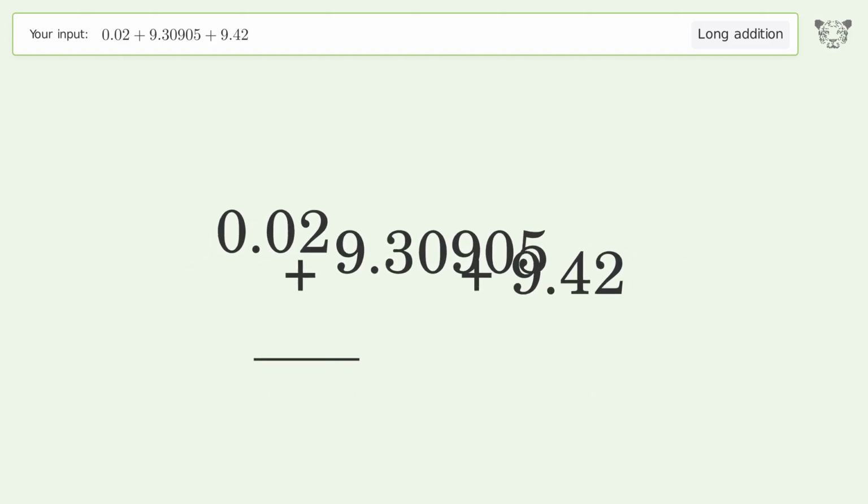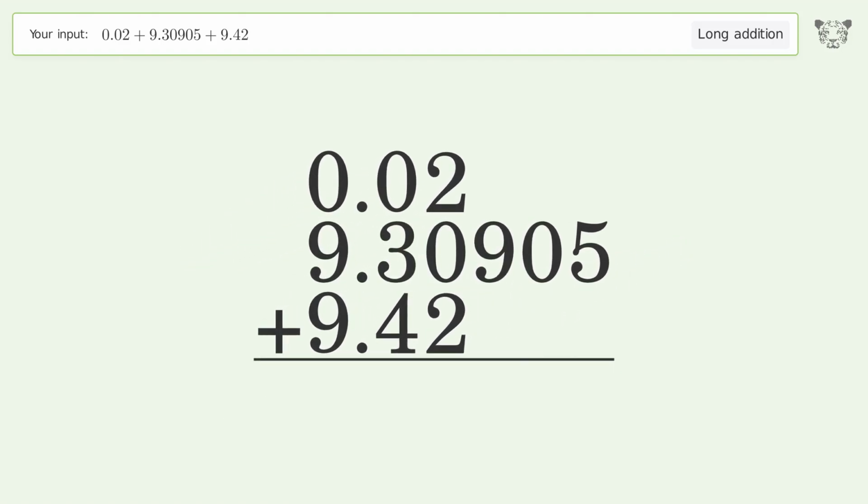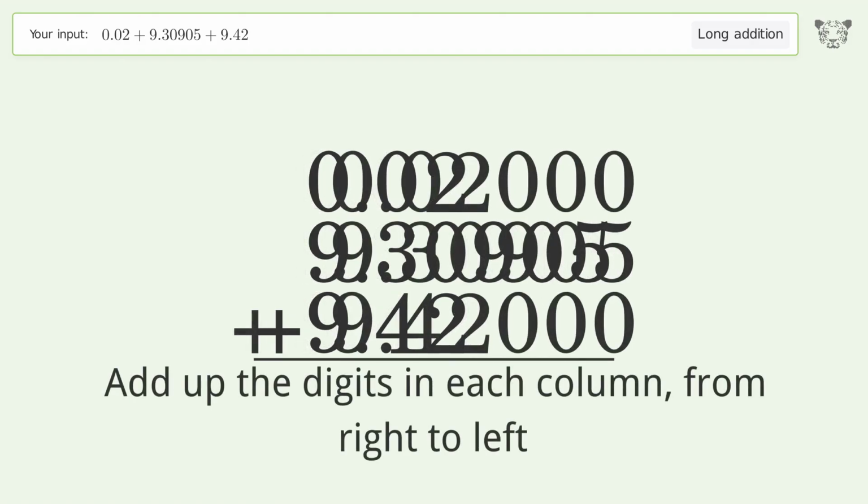Rewrite the numbers from top to bottom, aligned by their place values. Put zeros in the blank number places. Add up the digits in each column, from right to left.